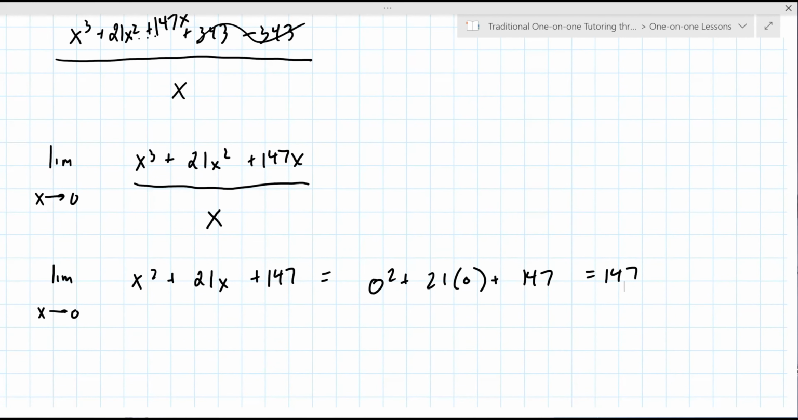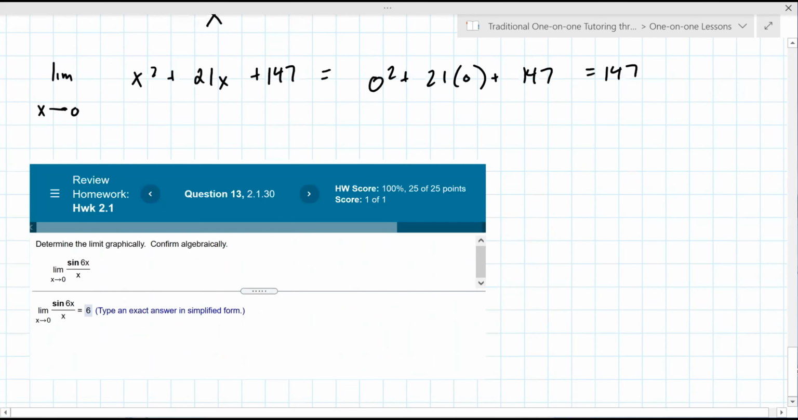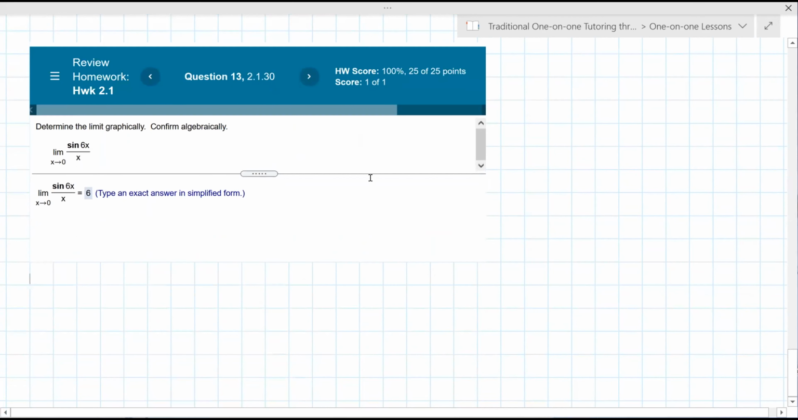Okay, so another question here. I guess I'll go off on a tangent on these. There's some stuff you have to remember in doing certain problems. The limit as x goes to 0 of sine nx over x always equals n. So that's why this one is 6. Do you follow that? This is a definition. Yes, I get it.